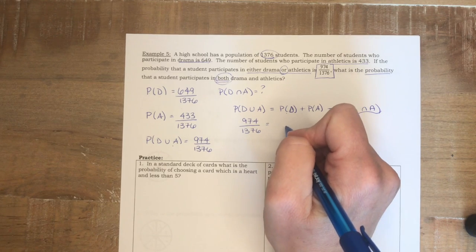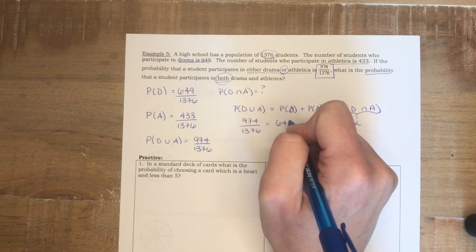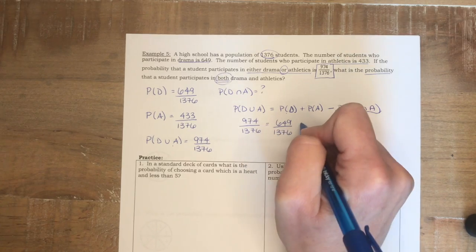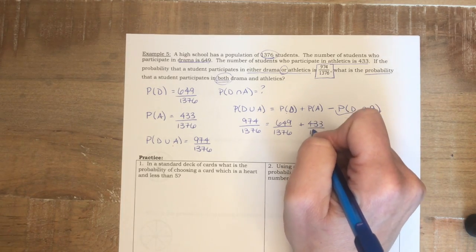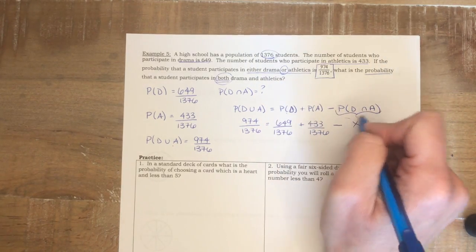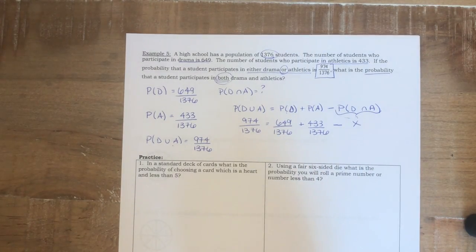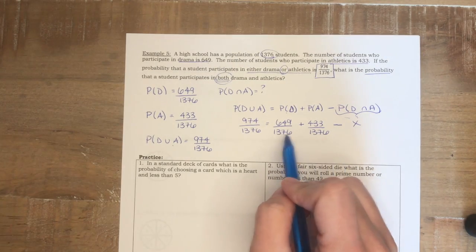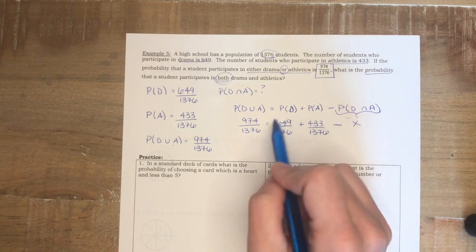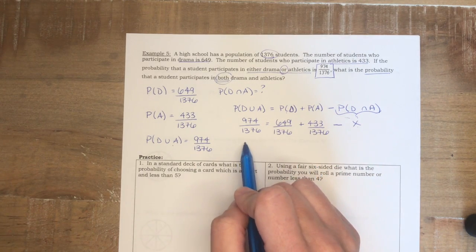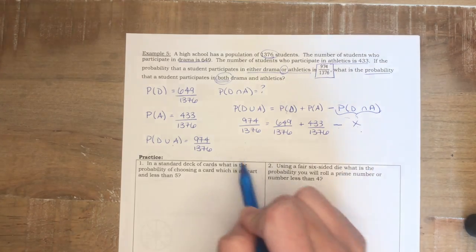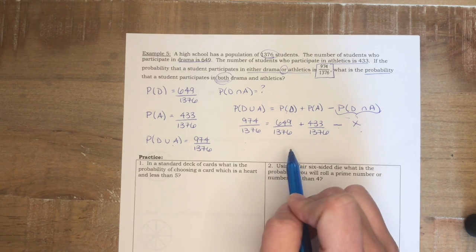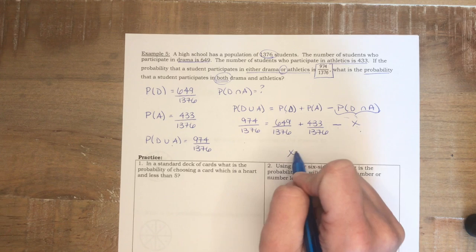The probability of drama is 649 over 1376. The probability of athletics is 433 over 1376. And then minus x. That's what I need to find. Okay, so this is where you're going to need to be really careful in the calculator, because remember, you want to solve for x. So if you add these together and then subtract it to the other side, you're going to get a negative, but that's equal to negative x, right? So you just divide by that negative and you get your positive answer. Okay, so I'll show you how to type that into the calculator properly so we can get our answer.